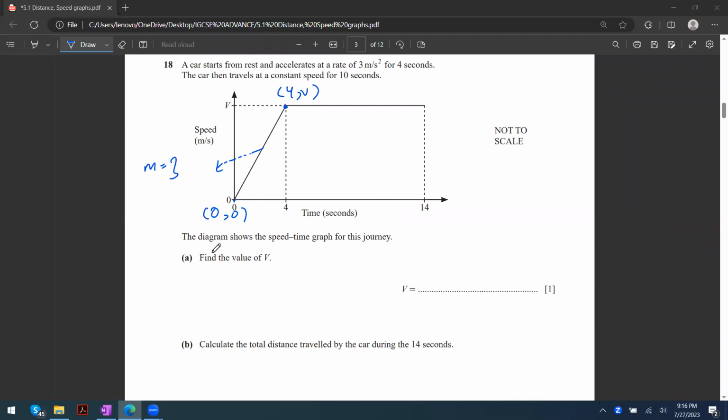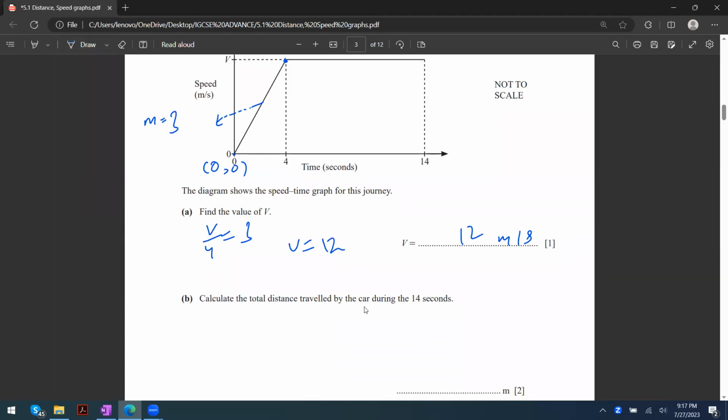So we can just apply the formula y2 minus y1 over x2 minus x1. So v over 4 is equal to 3. So v is equal to 12. What's the unit? Meter per second. Right? Because gradient is 3, acceleration is gradient.